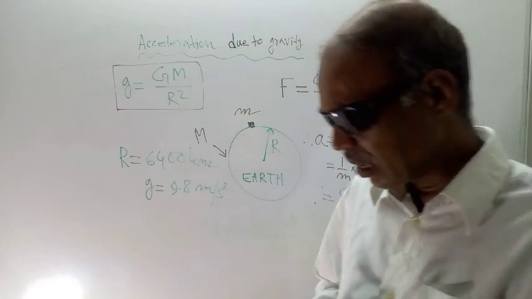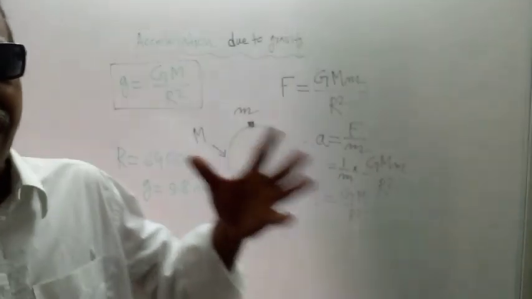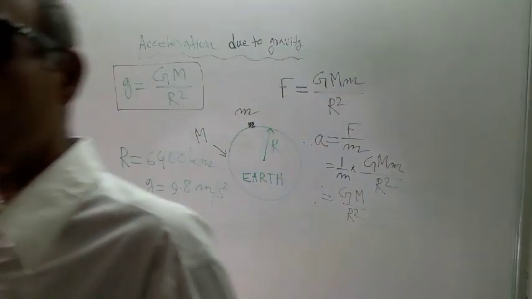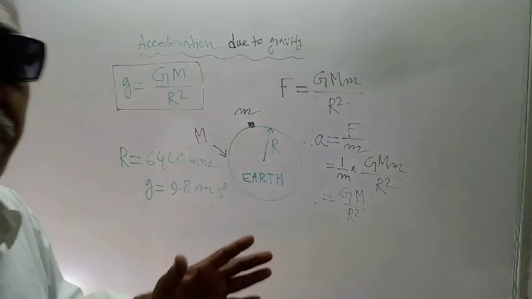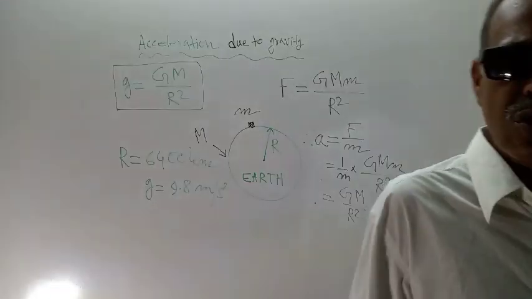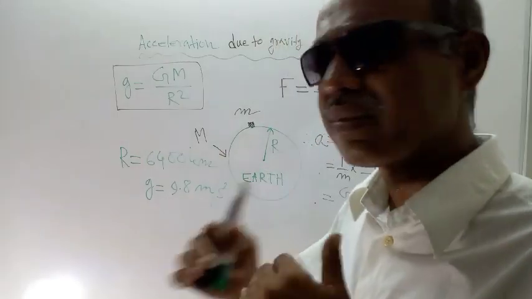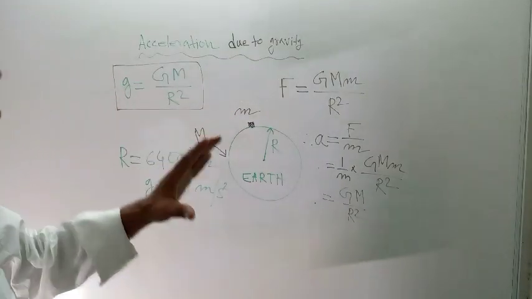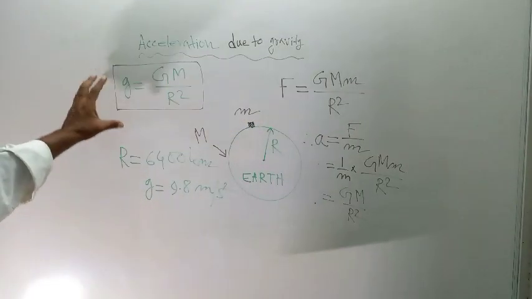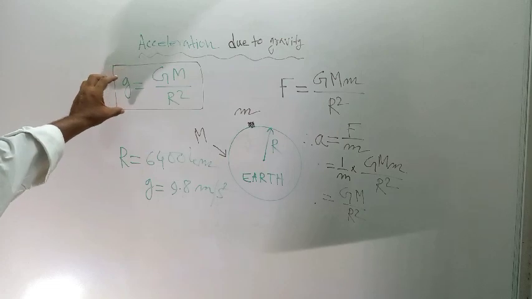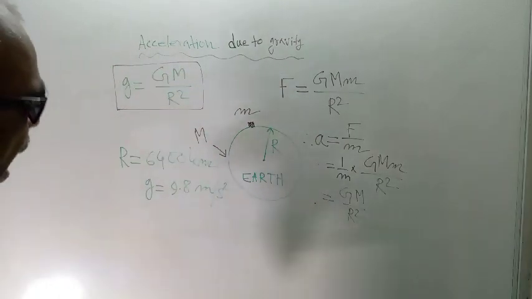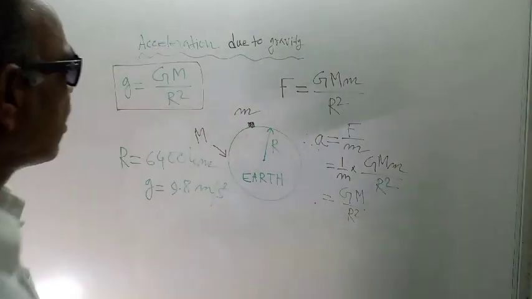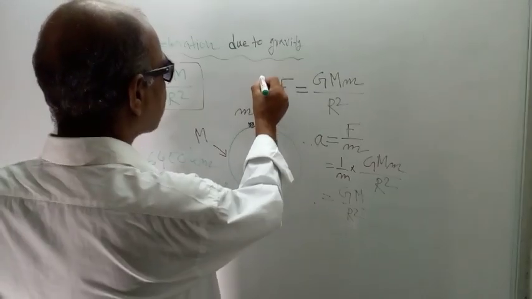Though we know that our Earth is not actually exactly spherical, since it is not exactly spherical, the radius of the Earth is not the same everywhere. So there will be some change. Minor changes are there. That will be discussed in another video. So for this topic, acceleration due to gravity can be expressed by this formula. And if this small object is kept at a height h from the surface of the Earth, suppose this object is kept somewhere here.